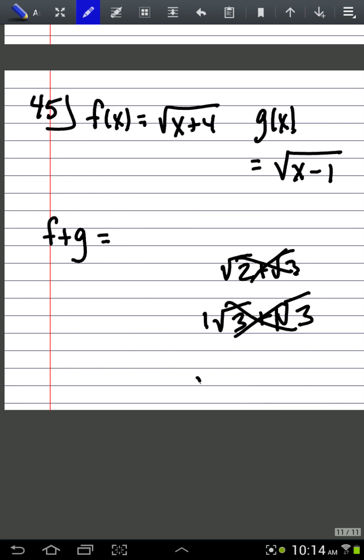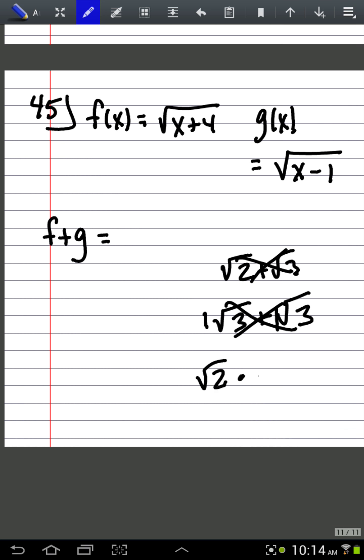Okay, now what about this? Back to 2 and 3. What about square root of 2 times square root of 3? Square root of 6. Okay. Now, let me do this to see if this will help. Go ahead. Is that any better? A little bit.